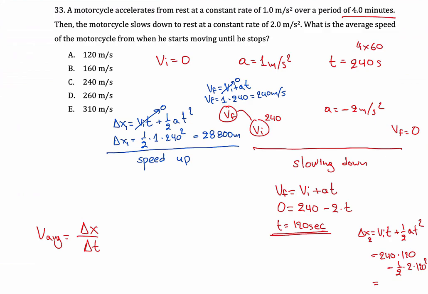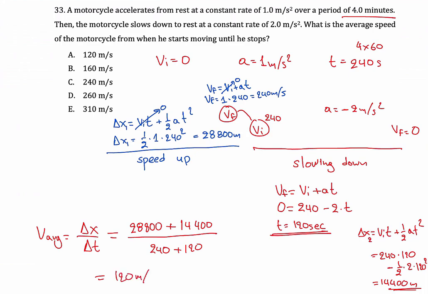This is 14,400 meters. So from this we can say that the total distance is 28,800 meters for the first part, plus 14,400 meters for the second part, divided by the total time, that is 240 seconds for the first part, plus 120 seconds for the second part. So the final result is 120 meters per second.